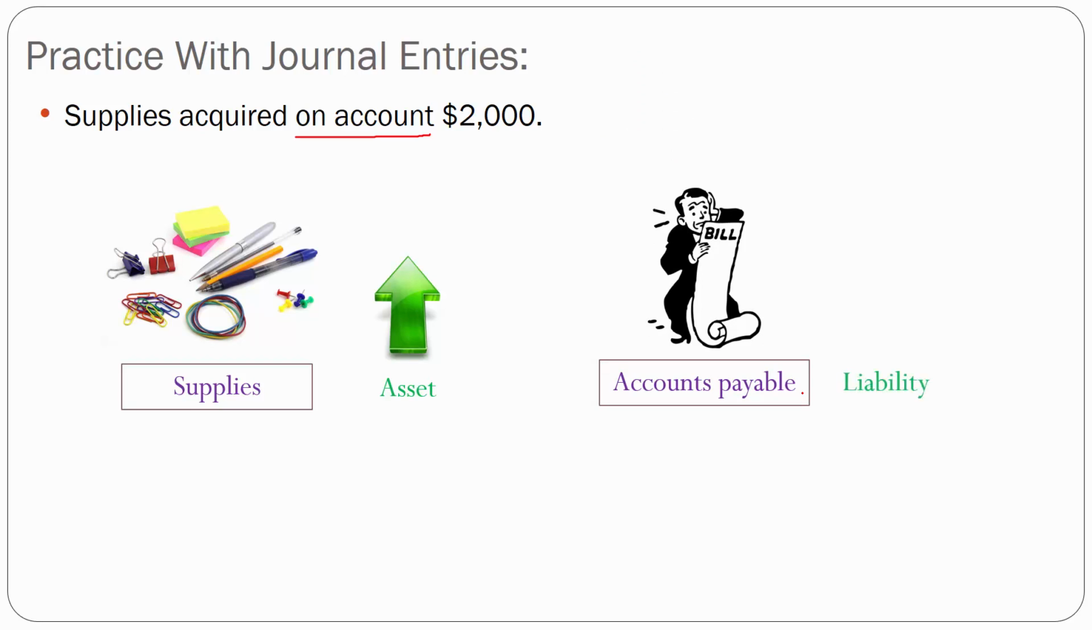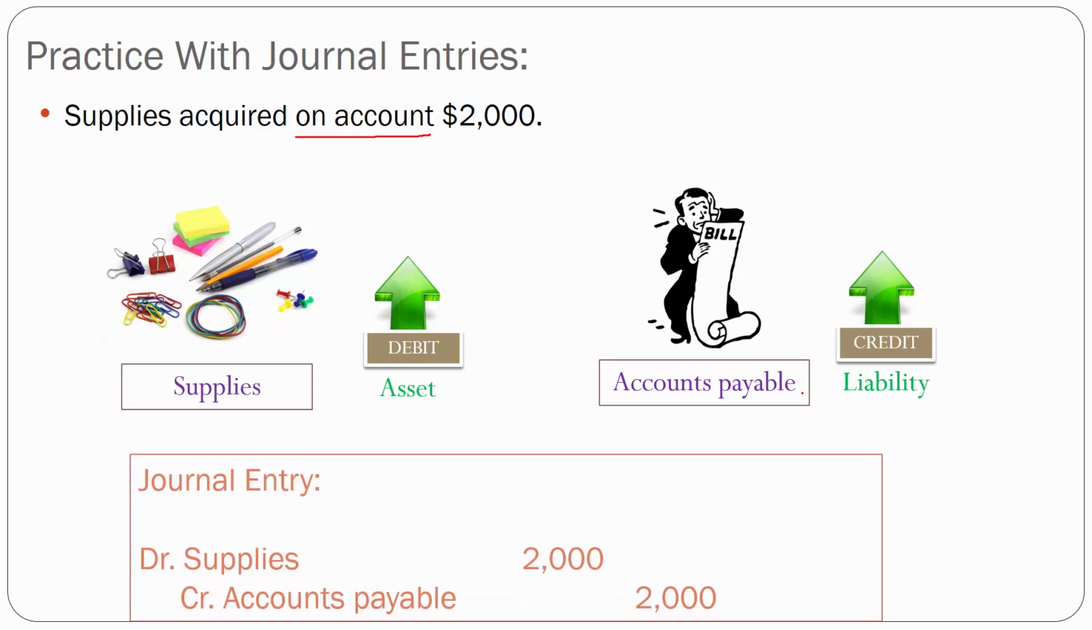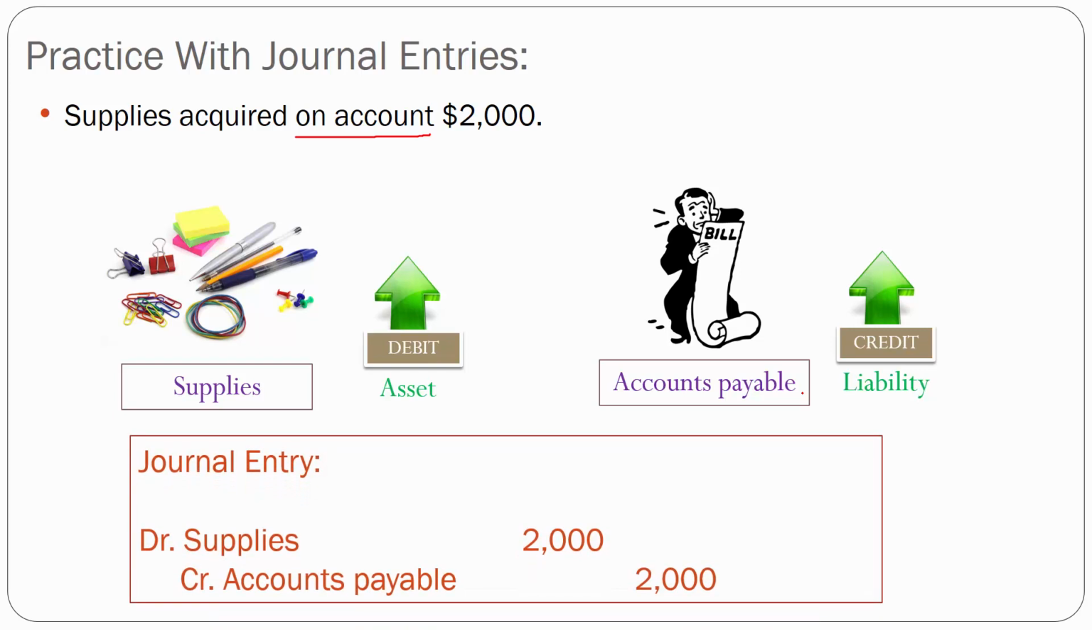Accounts payable is a liability, and our liability is increasing because we owe more money. Our liabilities increase as we owe money. They decrease as we pay it off. So we have our asset of supplies increasing, that's a debit, and we have our liability of accounts payable also increasing, which is a credit. So our journal entry is supplies, debit for $2,000, credit to accounts payable for $2,000.